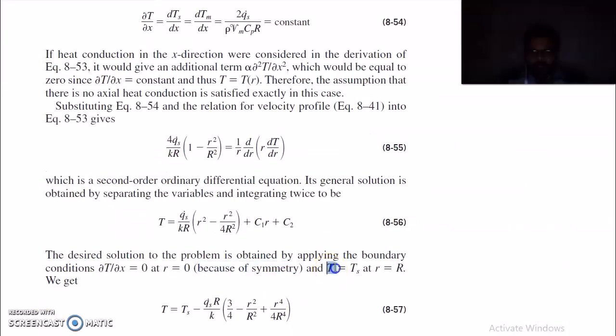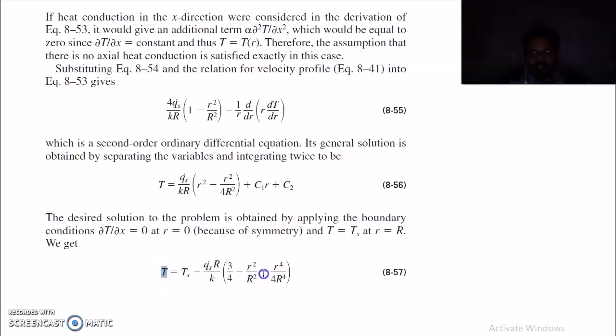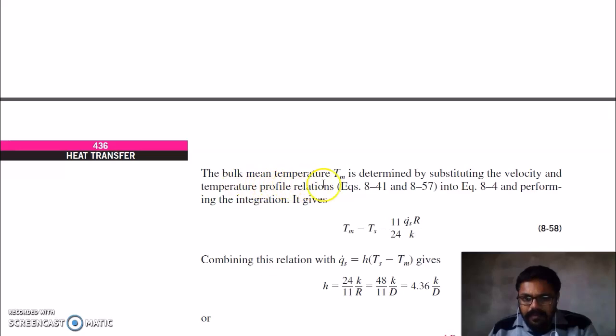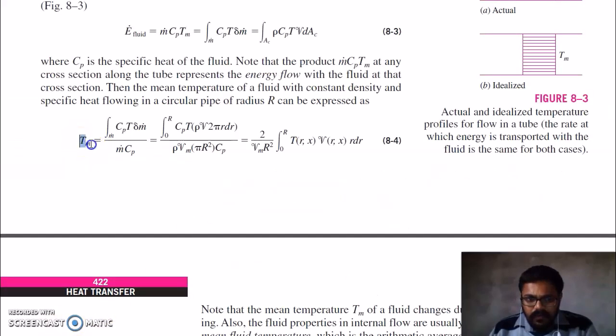We also know temperature is the surface temperature when r is equal to R. So putting these boundary conditions in this, you will eliminate C1 and C2. You will get this equation. The bulk mean temperature, Tm, is obtained by substituting the velocity and temperature profile relations in this equation, which is the mean temperature, a function of temperature and velocity.